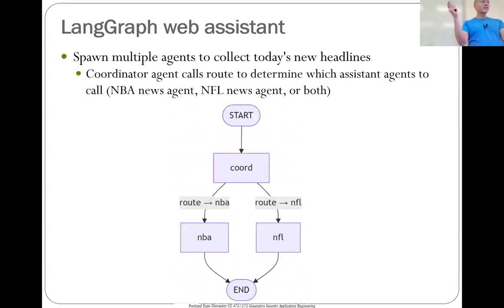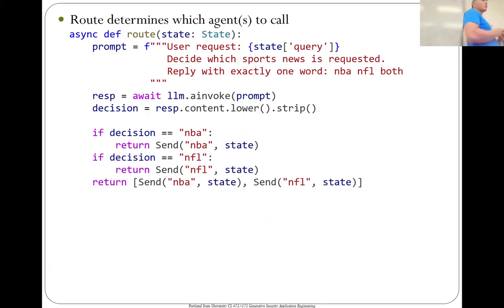Okay, the last exercise in the labs for this week is a web assistant, and I mentioned this before. Spawn multiple agents to collect today's sports headlines. So you have a coordinator agent that says, figure out what the user is asking for and figure out which sub-agent to call. If the user is asking for all sports headlines, then I'm going to kick off both the NBA sports headlines and the NFL headline node, collect all those headlines, and then return the result. If the user only asks for basketball headlines, it will only kick off this node, or football headlines and only kick off that node. Okay, so this is what it looks like.